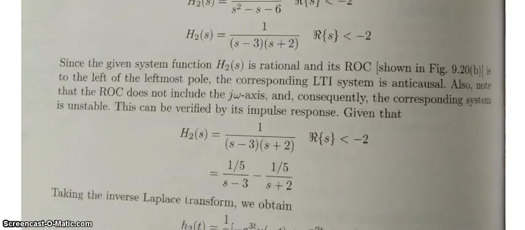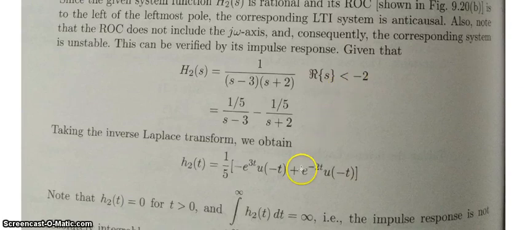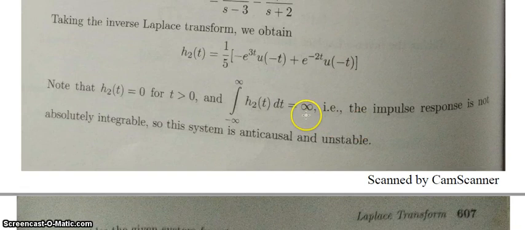Okay, now the inverse: since we have an anti-causal signal, both the terms are left-sided. Therefore on taking the inverse we get h2(t) equal to 1/5 (minus e^(3t) u(minus t) plus e^(-2t) u(minus t)). And see, h2(t) is 0 for t greater than 0, and it is not absolutely integrable. On integration within the limits minus infinity to infinity, the answer is infinity. Therefore the given system is anti-causal and unstable.